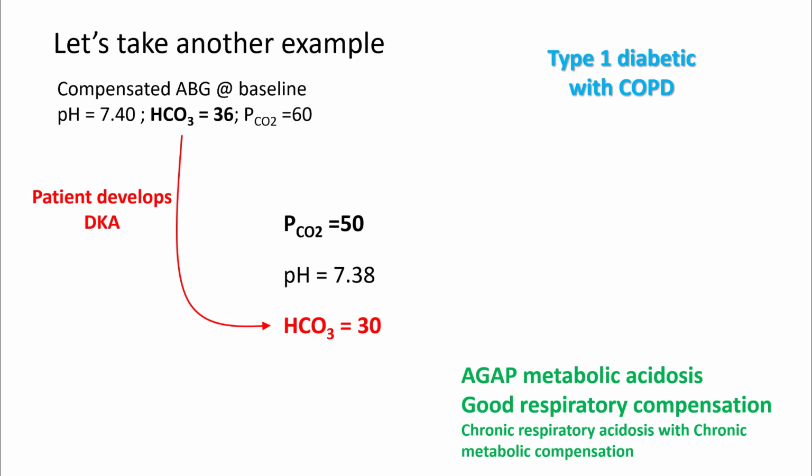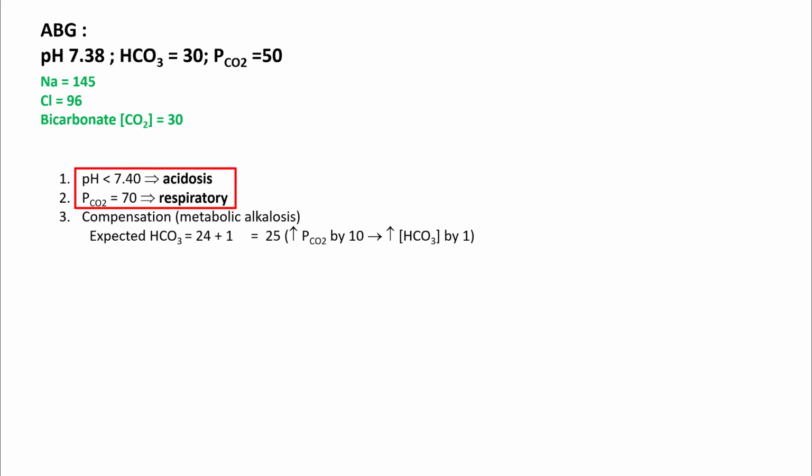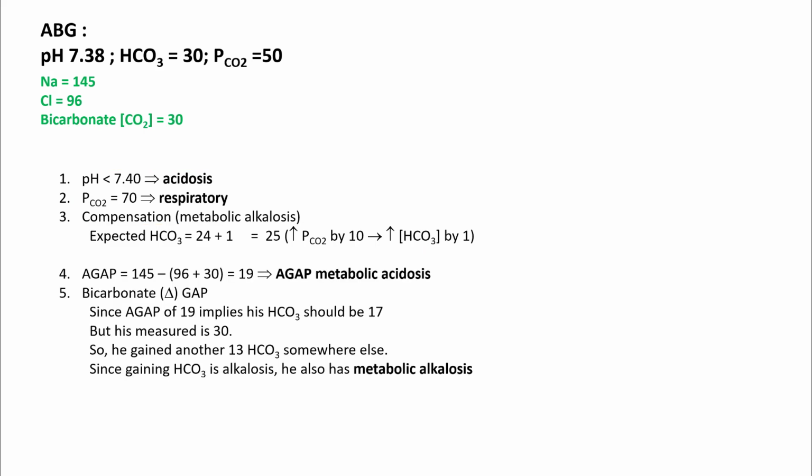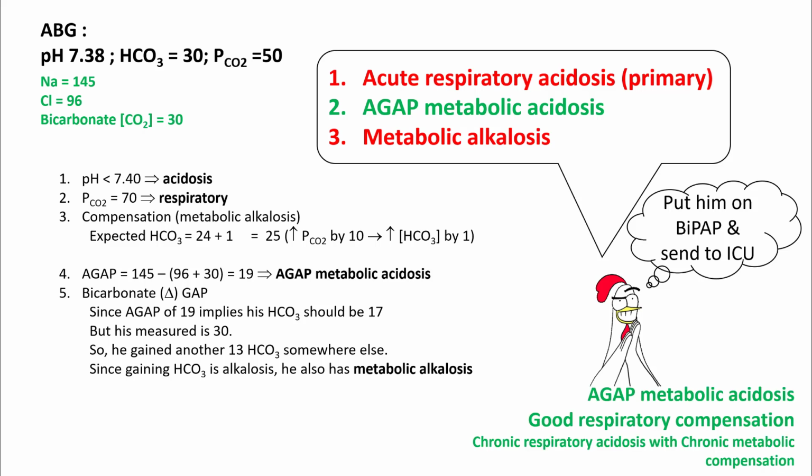chronic metabolic compensation. If you're given this ABG to interpret, you look at the first 2 steps. It's a respiratory acidosis, and expected Bicarb in this case will be 25. You have an anion gap metabolic acidosis as your gap is 19. And if you look at the Bicarb, for an anion gap of 19, his Bicarb should be 17, but his measured is 30. So he gained another 13 of Bicarb from somewhere else. So he also has metabolic alkalosis. So you read this ABG as acute respiratory acidosis, anion gap metabolic acidosis, and metabolic alkalosis. However, in reality, this patient only has anion gap metabolic acidosis with good respiratory compensation.